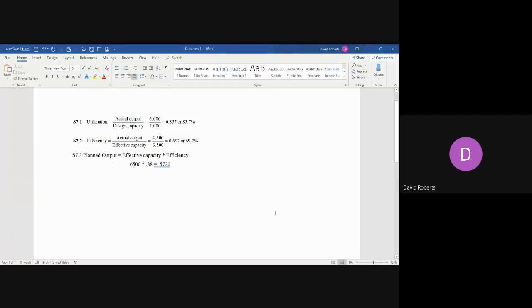I'm going to present 3 problems at one time because they're all fairly brief. So in this particular case, I'm going to do S7.1, 7.2, and 7.3, as you can see from the screen.